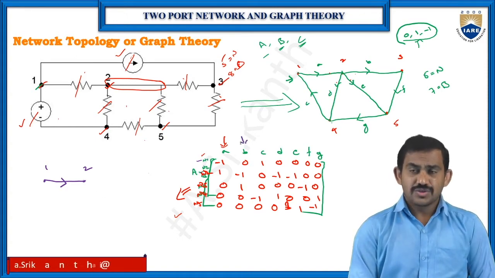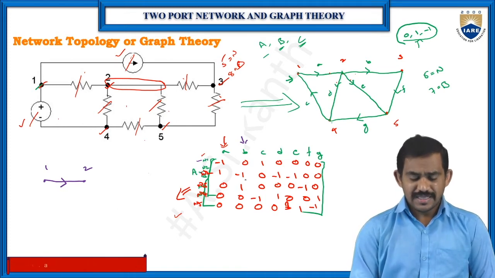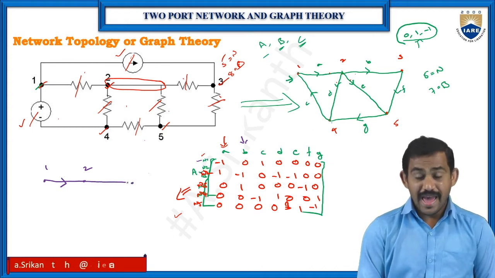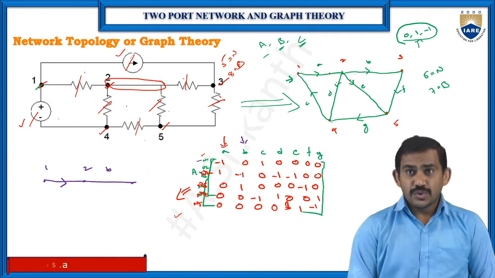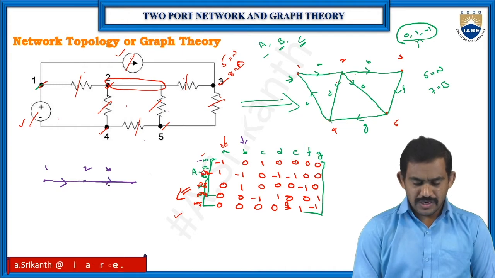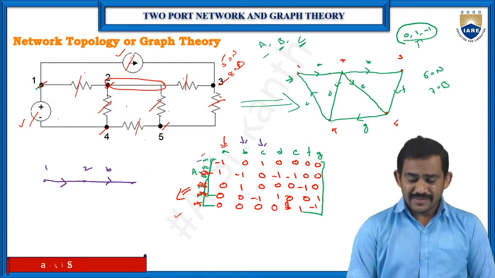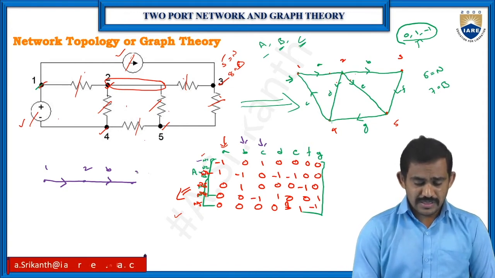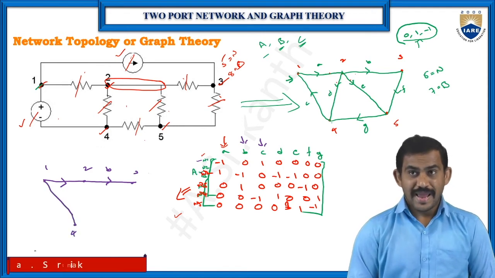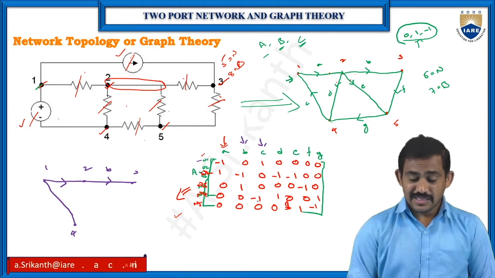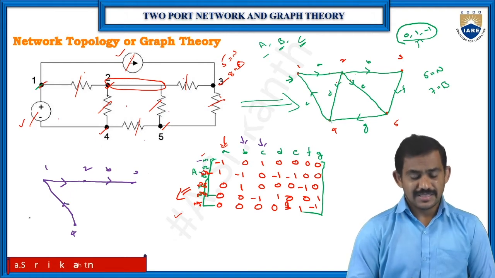Now branch B between 2 and 3. Check the direction: 2 is minus and 3 is positive, so 2 to 3. And the C branch between 1 and 4. Between 1 and 4 I have one more branch, that is the C branch, and check the direction. 1 is positive and 4 is negative, so the direction is 4 to 1. This is your C.